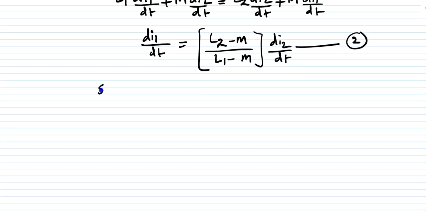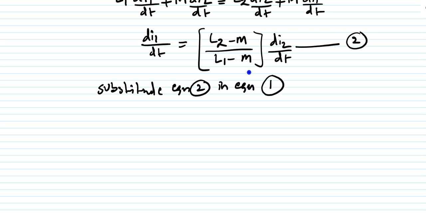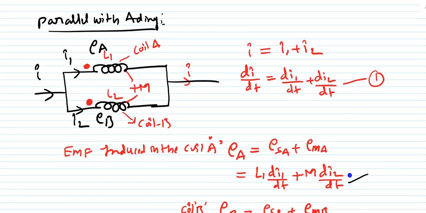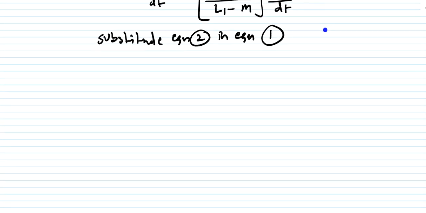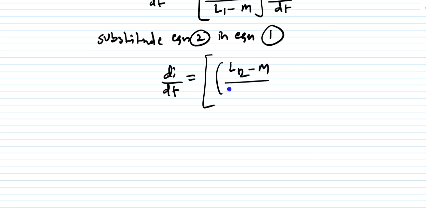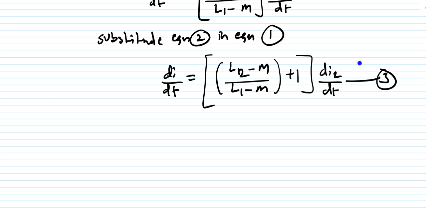Now substitute equation 2 in equation 1. What is equation 1? This one we have. Instead of this one, substitute that value. Then the final value you get is di by dt equal to (L2 minus M) by (L1 minus M) plus 1, into di2 by dt. Take it as equation 3.